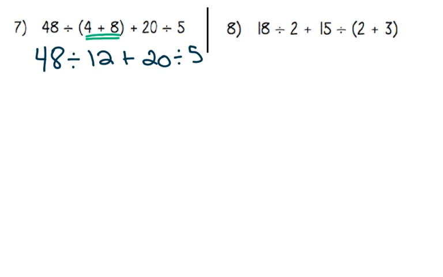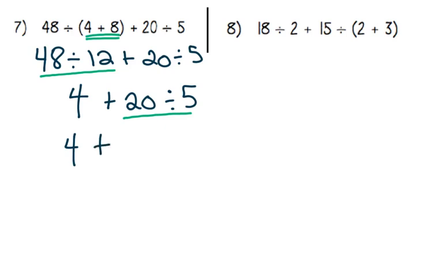So we have 48 divided by 12, plus 20 divided by 5. Now, we look at this problem and we've got division, addition, and division. We always do the division before addition, and we always go left to right. So first we do 48 divided by 12, which is 4. And then we can rewrite the rest of the problem. Here we have 4 plus 20 divided by 5. First we must do that division, and we get 4 plus 4. Our final answer, 8.